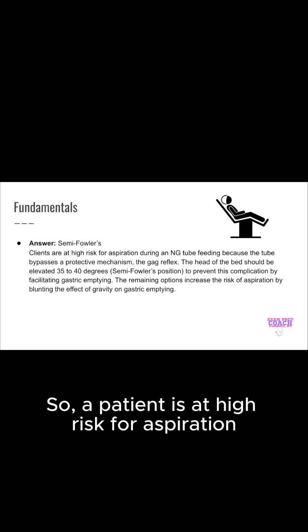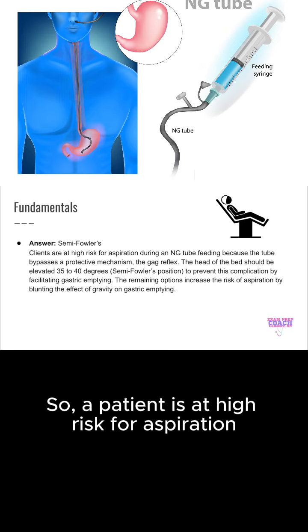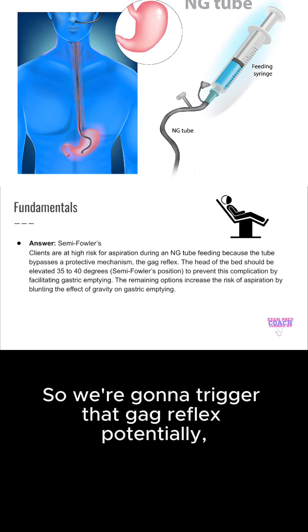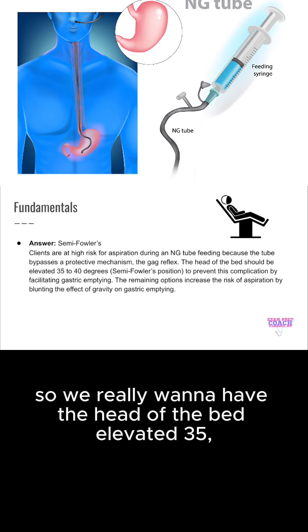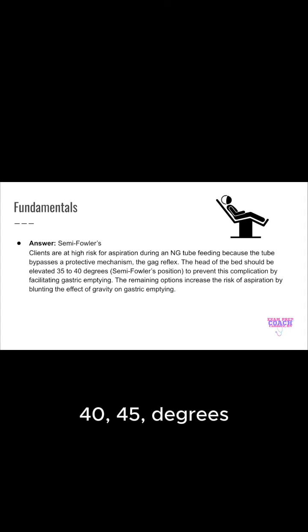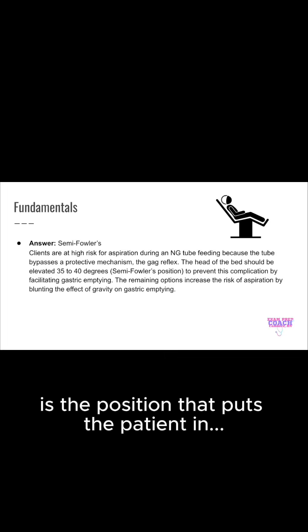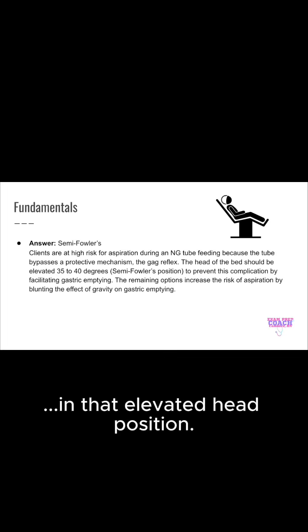All right, so a patient is at high risk for aspiration when they're having an NG tube placed, right? So we're going to trigger that gag reflex potentially. So we really want to have the head of the bed elevated 35, 40, 45 degrees, or the semi-Fowler's position is the position that puts the patient in that elevated head position.